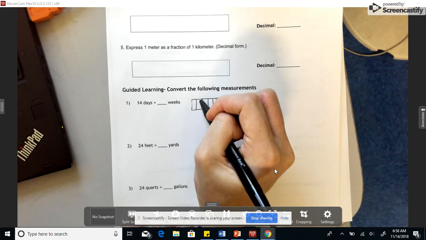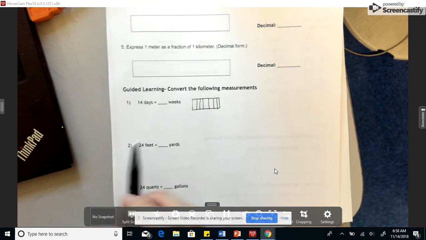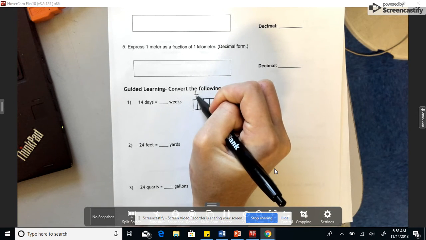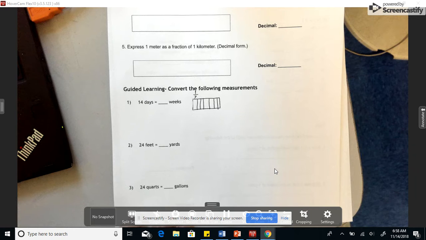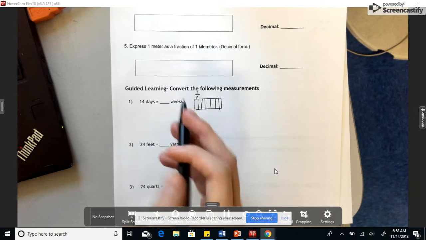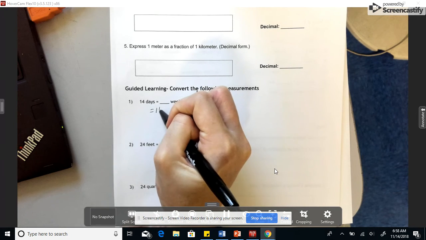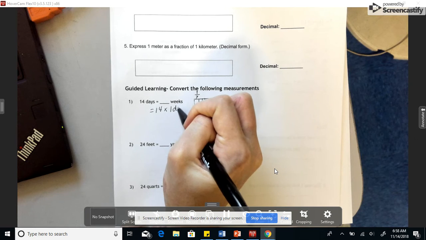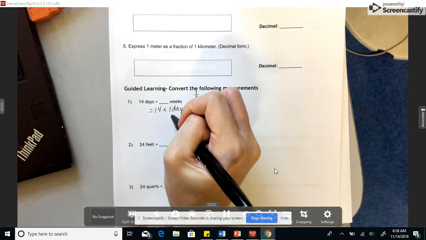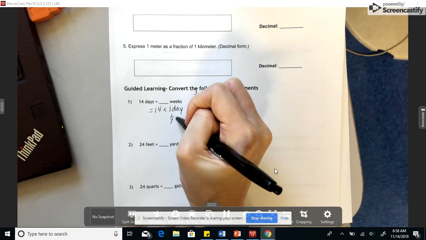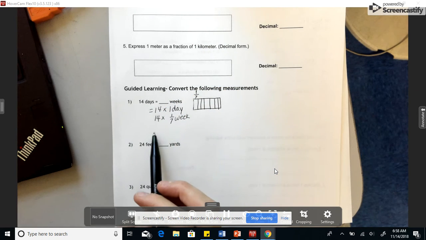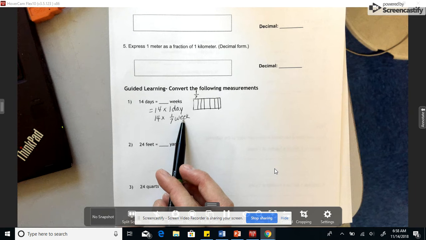I know that each part represents 1 day, so 1 day can be written as 1/7 of an entire week. I'm going to use this to help me solve this problem. So 14 days equal 14 times 1 day. I can rewrite 1 day as 1/7 of a week. So now I'm multiplying 14 times 1/7 of a week.